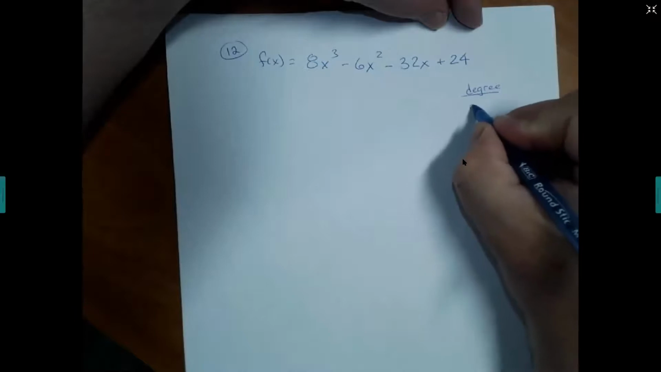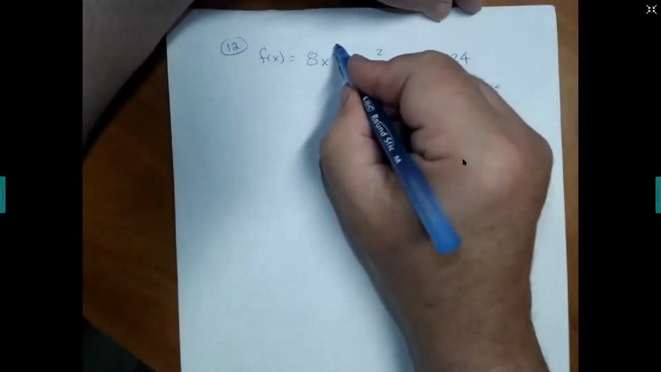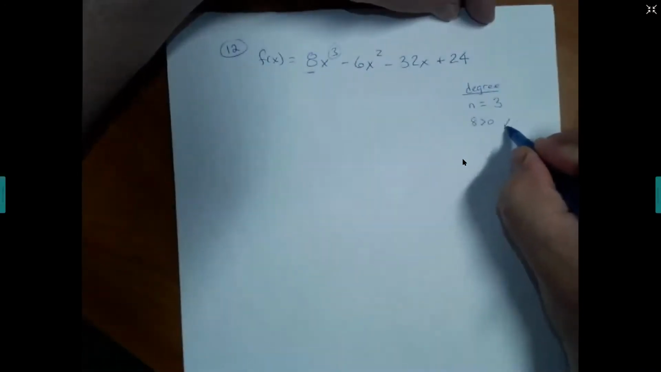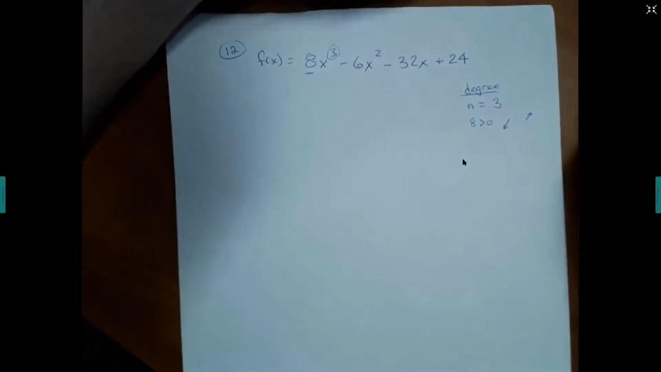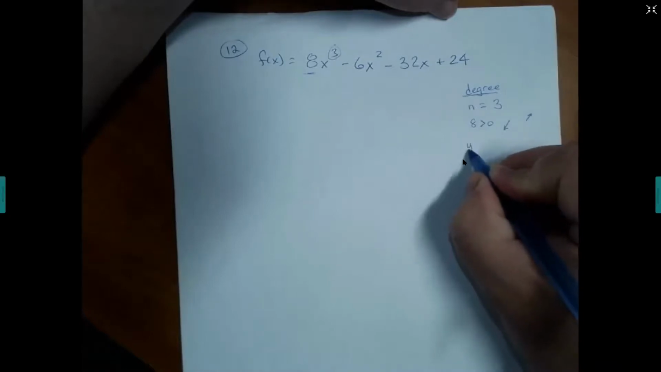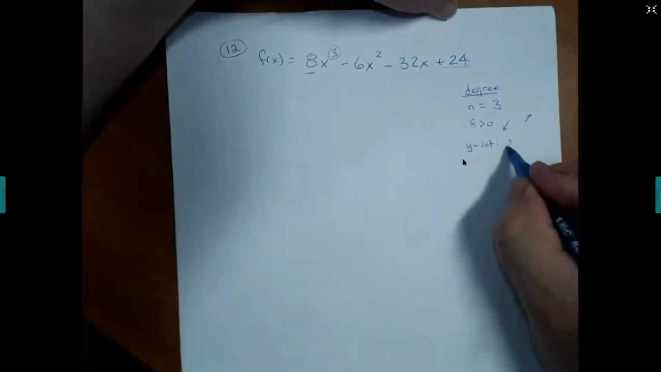So what's our degree? Our degree is the biggest exponent, which is 3. And 8 is positive. The leading coefficient is positive. It's an increasing function. Both ends point different directions. The y-intercept is positive 24.